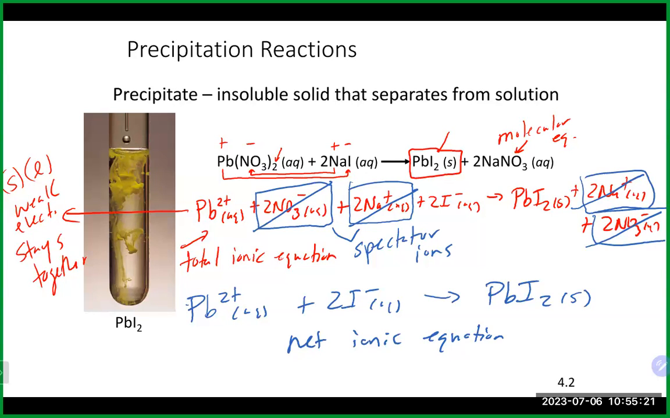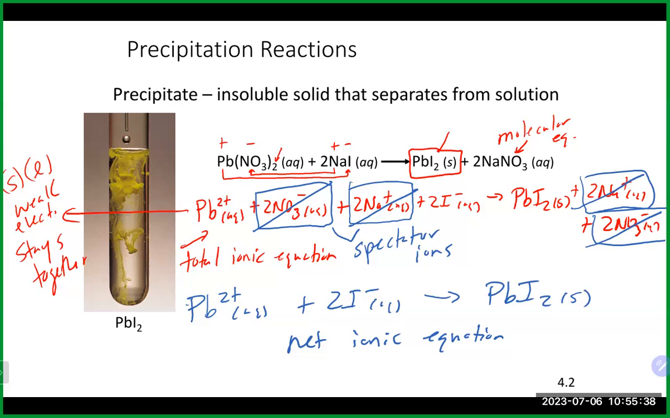And that is the molecular equation, the total ionic equation, and the net ionic equation. And once again, that net ionic equation should also have charges on the ions that are there as well. Any questions on that?